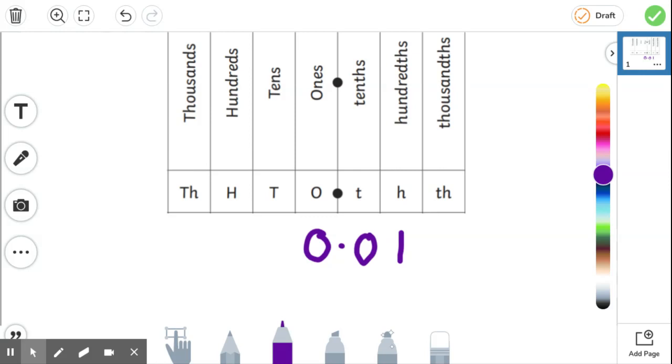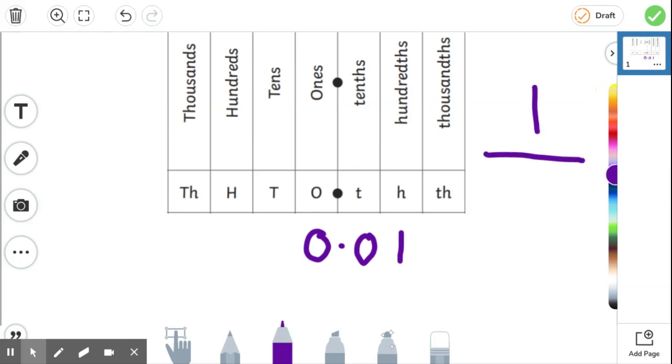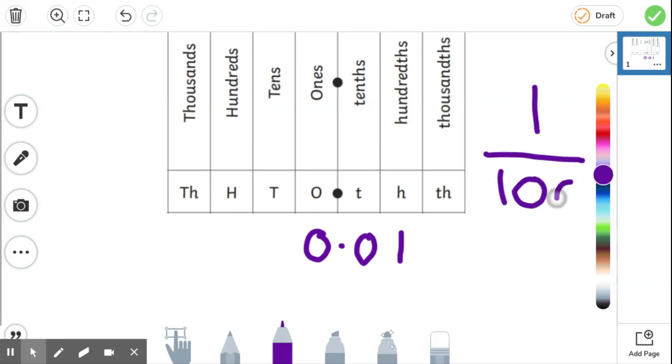So in the same way, if we're looking at 1 hundredth as a fraction, then we're looking at 1 out of 100 because we are saying that is 1 hundredth. We've only got one piece out of 100.